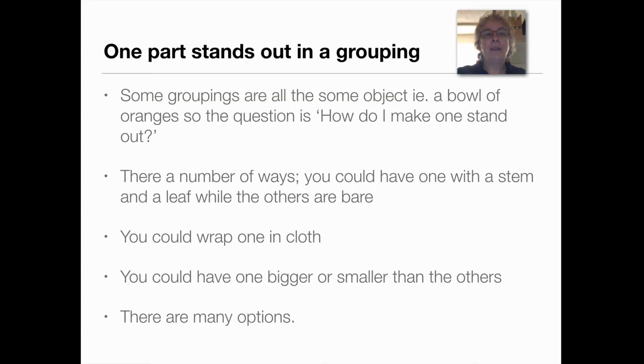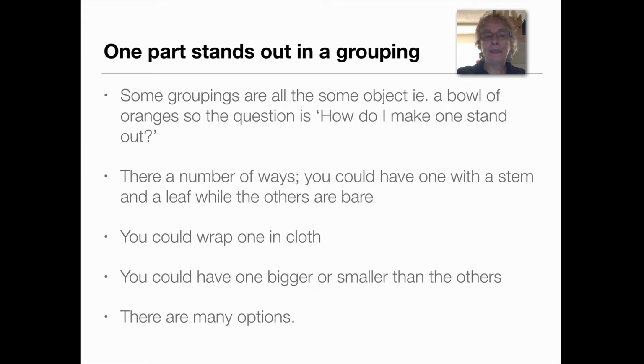Here's another idea. One part stands out in a grouping. Some groupings are all of the same object, like a bowl of fruit or oranges. So the question is, how do I make one stand out? There are a number of ways. You could have one with a stem and a leaf, while the others are bare.